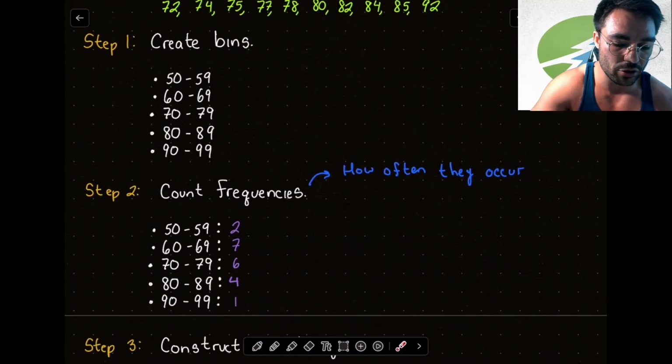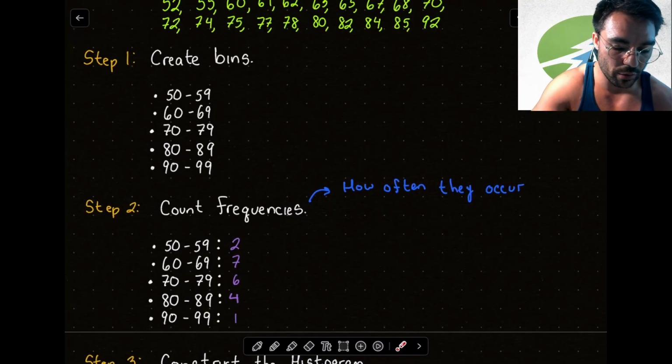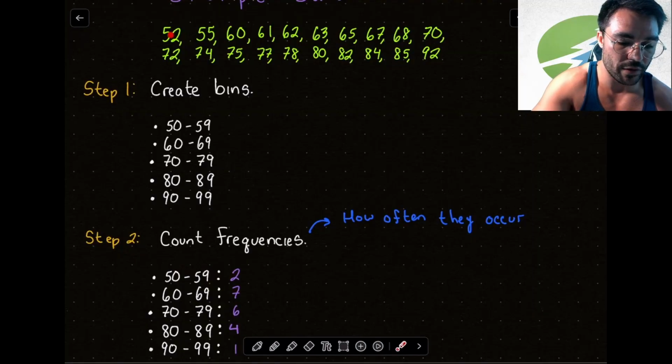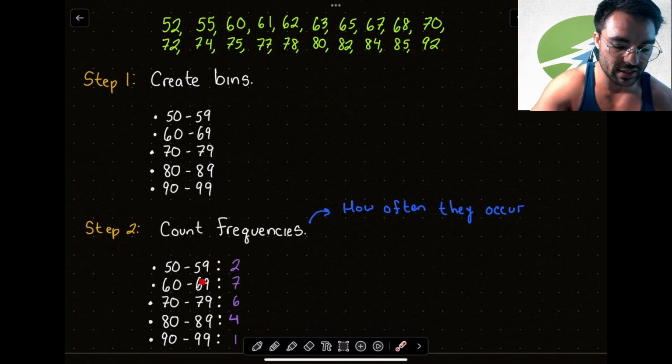All right, step two is count the frequencies. Frequencies are how often they occur. So in the 50 to 59 range, how many values occur in that range? 52, 55, 2. In the 60 to 69 range, 1, 2, 3, 4, 5, 6, 7. Let me count that again. 1, 2, 3, 4, 5, 6, 7, 7.